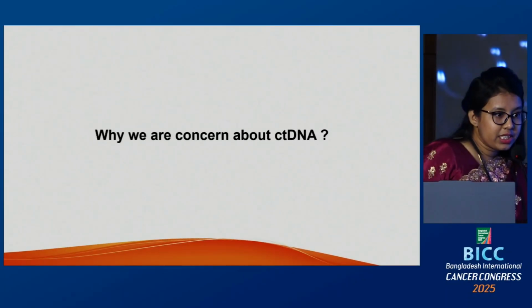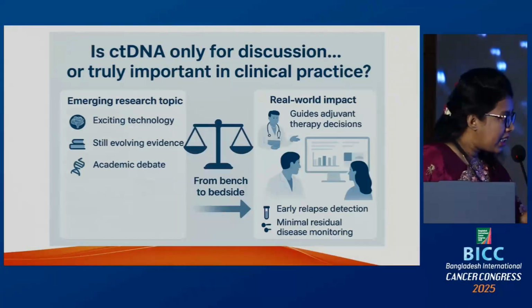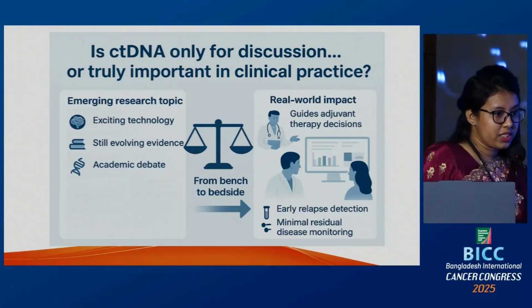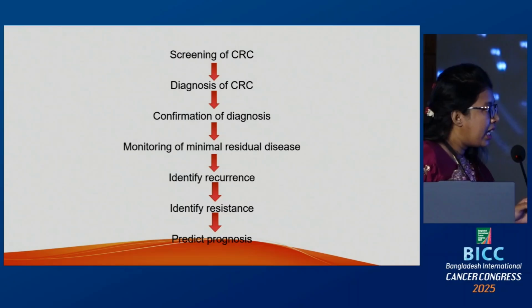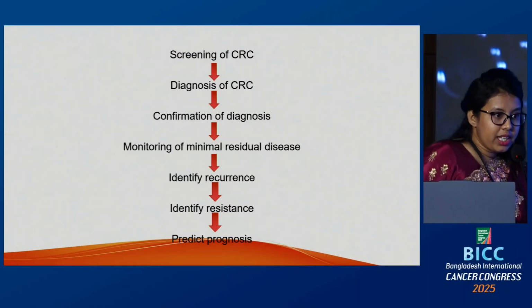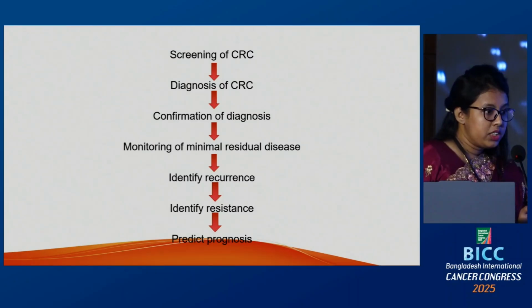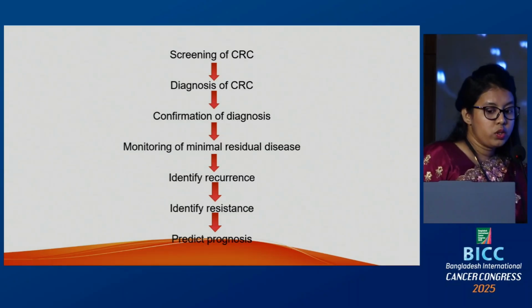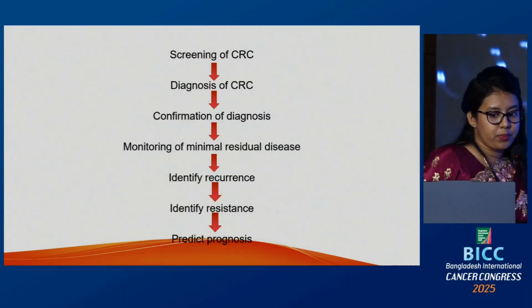Now why are we concerned about ctDNA? Is it only for discussion or does it have clinical implications? I think we are all waiting for this slide. So let's see. ctDNA can be used for screening and early detection of colorectal malignancy. It is also used in diagnosis of colorectal malignancy, especially when the patient is frail and biopsy is contraindicated. Also for confirmation of diagnosis when there is a doubtful histopathological report.